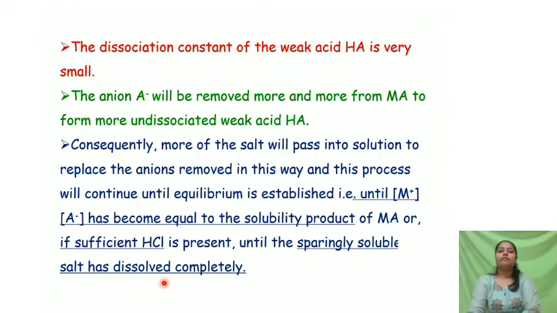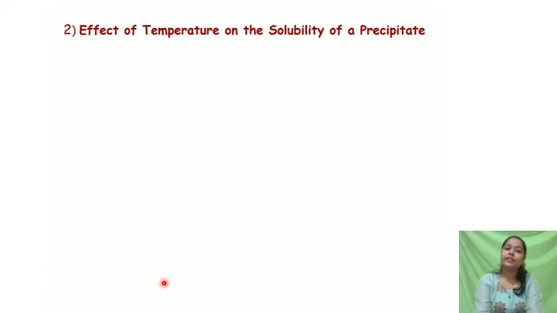Okay, it is the effect of addition of strong acid upon the solubility of a precipitate. Okay, it is the first factor. What? The solubility of precipitate increases upon the addition of strong acid. Then the second factor, effect of temperature on the solubility of a precipitate. We know that generally solubility of precipitate increases with temperature.